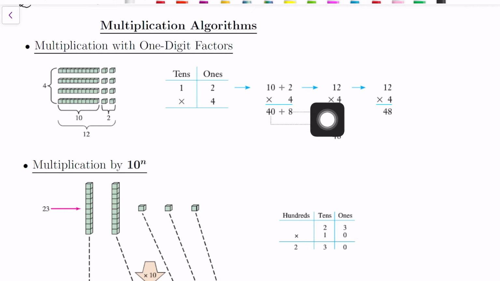So this is like the expanded algorithm, where you focus on multiplying 2, and then you focus on multiplying 10, and then you combine them, right? In the standard algorithm, you just do 4 times 2 is 8. And you multiply 4 times 1, although you know that it means 4 times 10, but you are already combining those into 1.